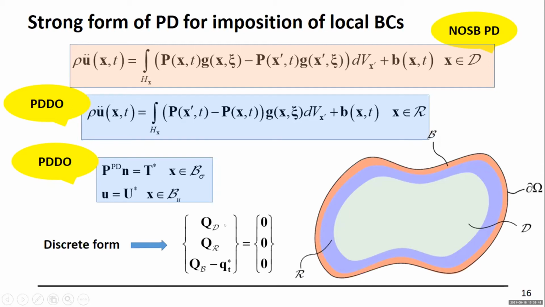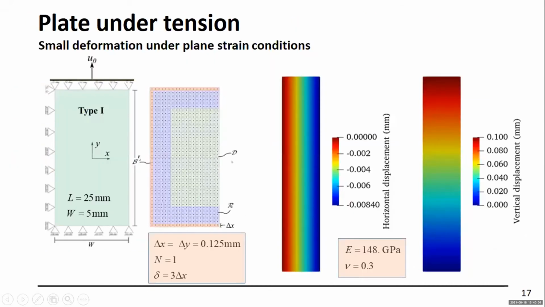I'm going to end up with the discrete form. These are the set of equations I have, and impose these boundary conditions. T star is the applied traction vector, and U star is the applied displacement. So that's the set of equations I have. So I'll show you an example of this, right? I have many examples, but because of time constraint, I thought I'll show you this.